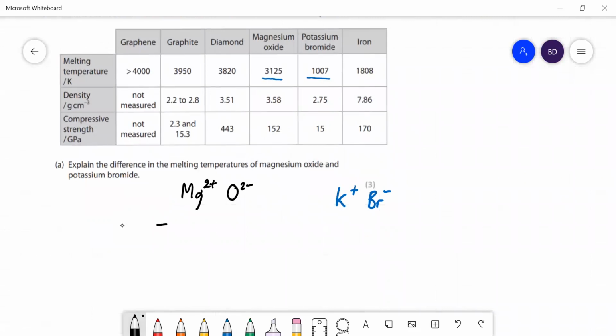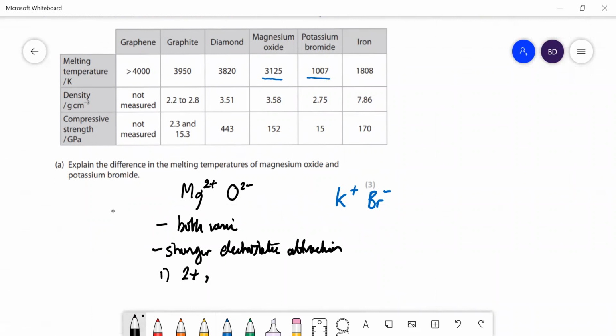I'd say, first of all, they're both ionic. And I would say there's stronger electrostatic attraction between the ions in magnesium oxide for two reasons. One, it's Mg2+ and the oxide ion is 2-, whereas in potassium bromide it's just a single charge. The second reason is that the magnesium ion is quite a lot smaller than the potassium ion. Magnesium is in period 3, whereas potassium is in period 4.